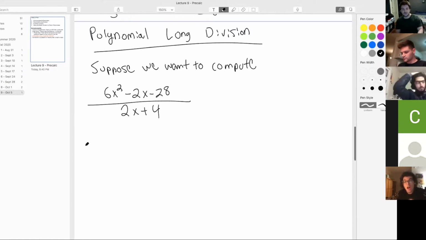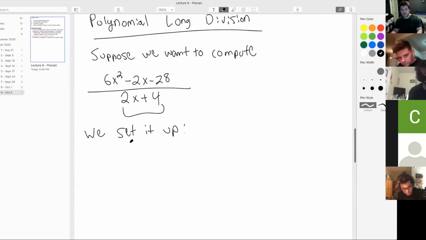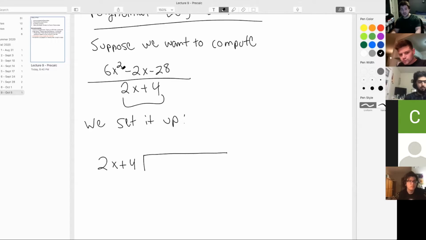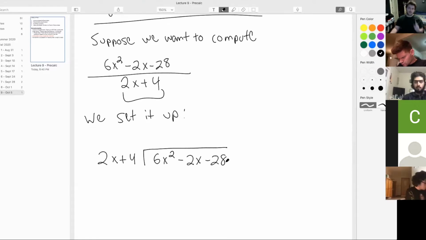The first thing you do is set it up the same way you do it with numbers. You put the 2x plus 4 that's in the denominator out front, and then you write this symbol. I don't know the technical term for it. Then you put the numerator, 6x squared minus 2x minus 28, inside of it. So far it's exactly like dividing numbers.